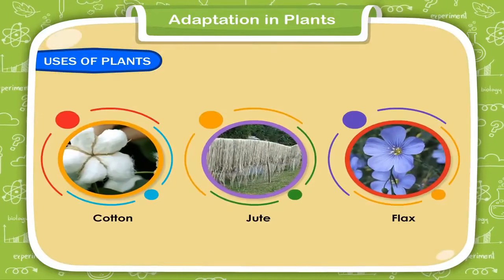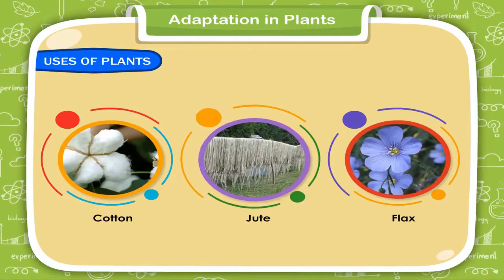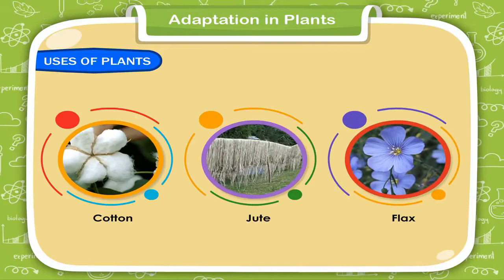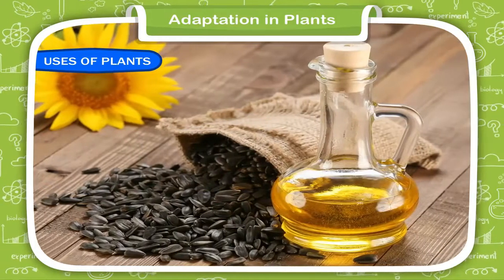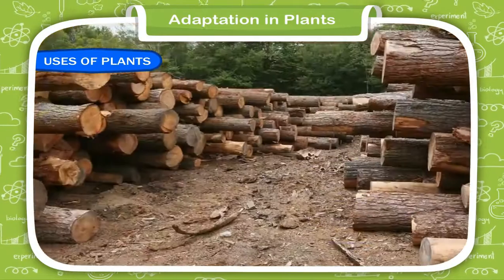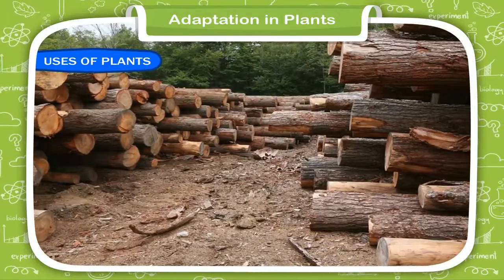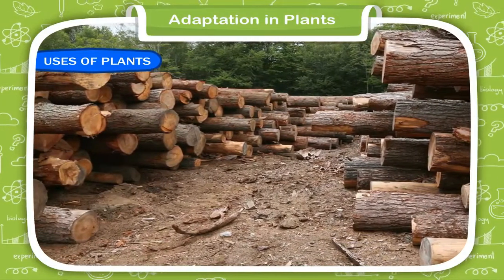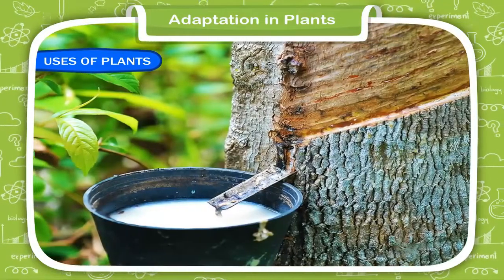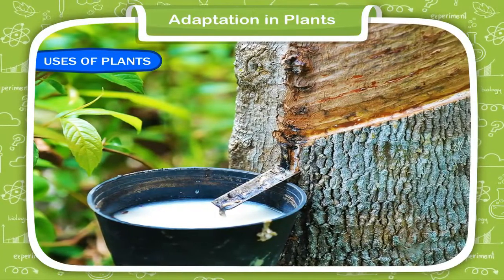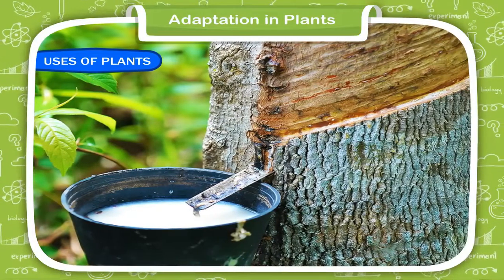We get fibers such as cotton, jute, and flax from plants. We get oil from the seeds of various plants. The wood obtained from plants is used to make furniture. Rubber tree gives us latex, which is used to make rubber tires and other things.